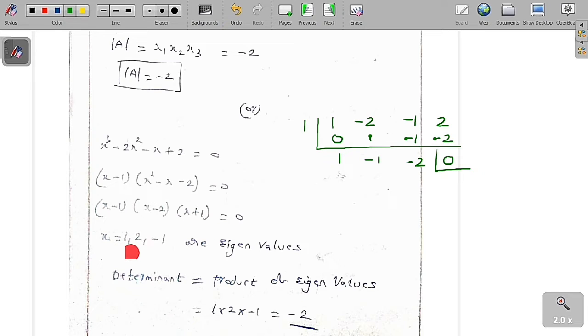So if we equate each term to 0, we are going to get x is equal to 1, 2 and minus 1. So these are the eigenvalues, because this is a characteristic equation. For the characteristic equation, the roots are nothing but eigenvalues.